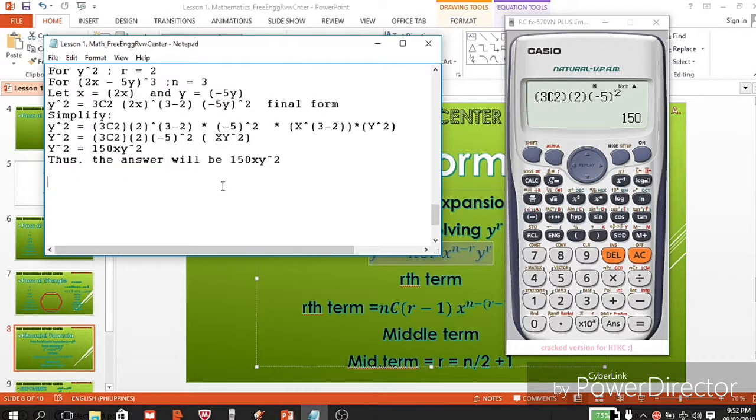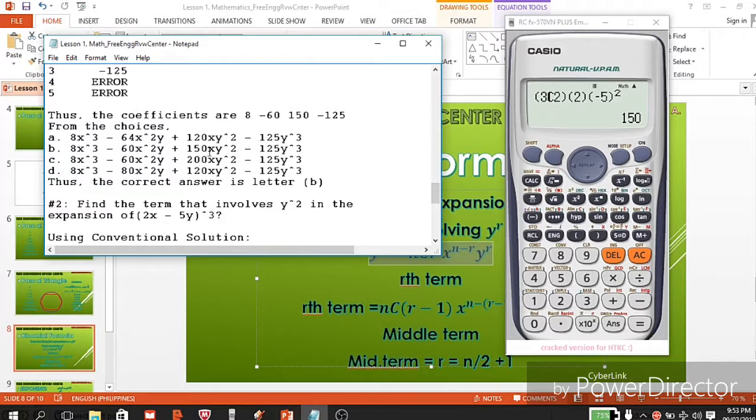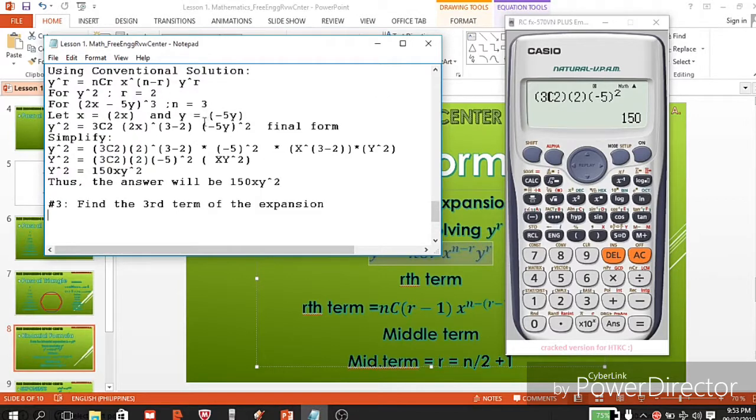So how about this one? For problem number 3, let's say we're going to ask: find the third term of the expansion of (2x minus 5y) raised to 3. So find the third term.